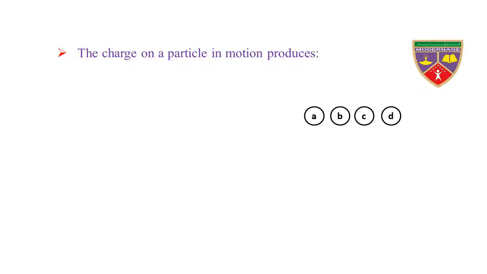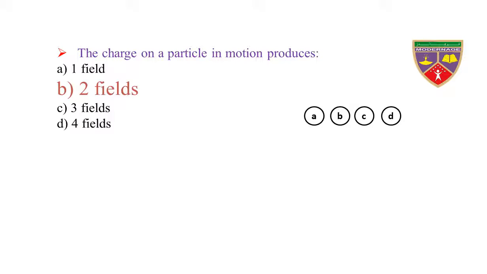The charge on a particle in motion produces: option A, one field; option B, two fields; option C, three fields; option D, four fields. The key is two fields. The correct option is B.